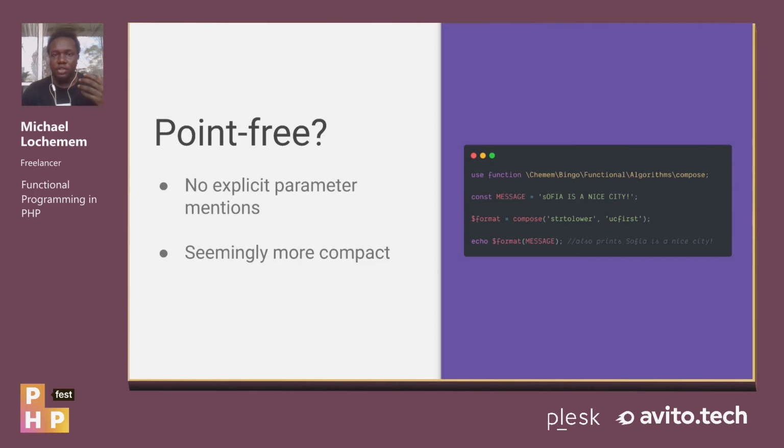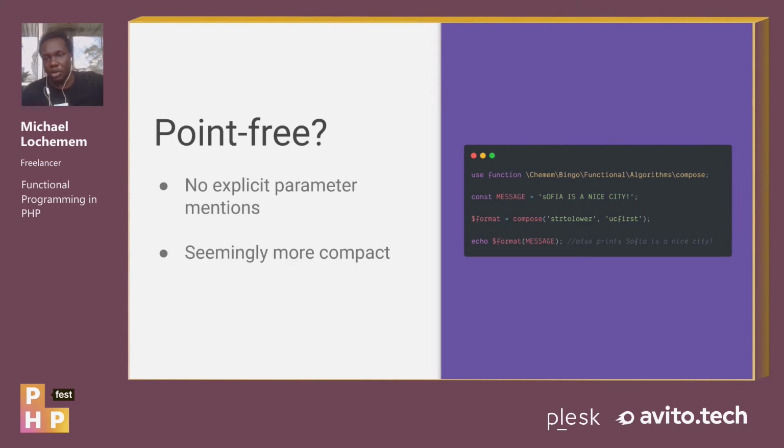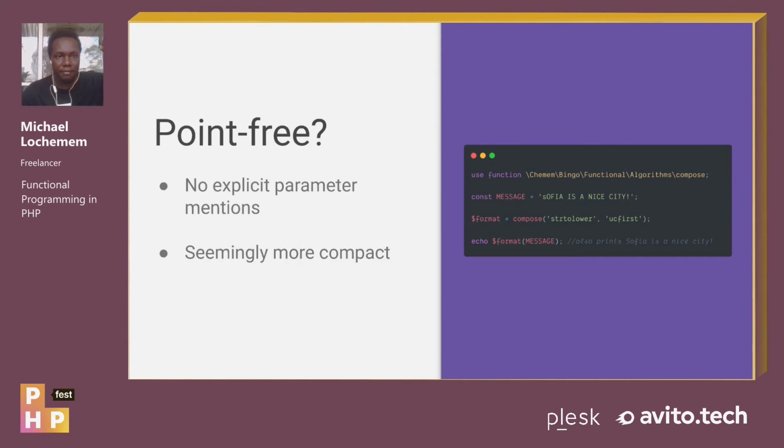Right. So onto the point-free style of composition. Why is it point-free? It's because you don't necessarily explicitly mention the parameters that you're using in your function calls, right? So it basically allows you to write seemingly more compact code. So I have a string to lower. That's the first operation I want to perform, and then I want to make the first character uppercase. This is a nice way of doing it.